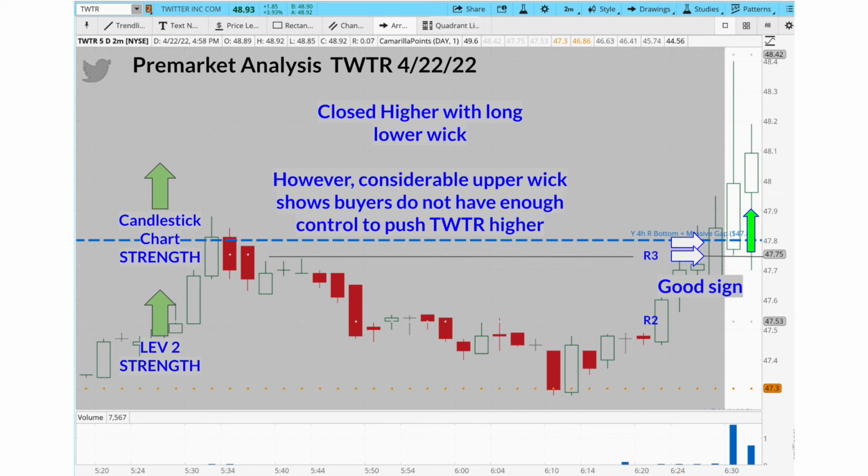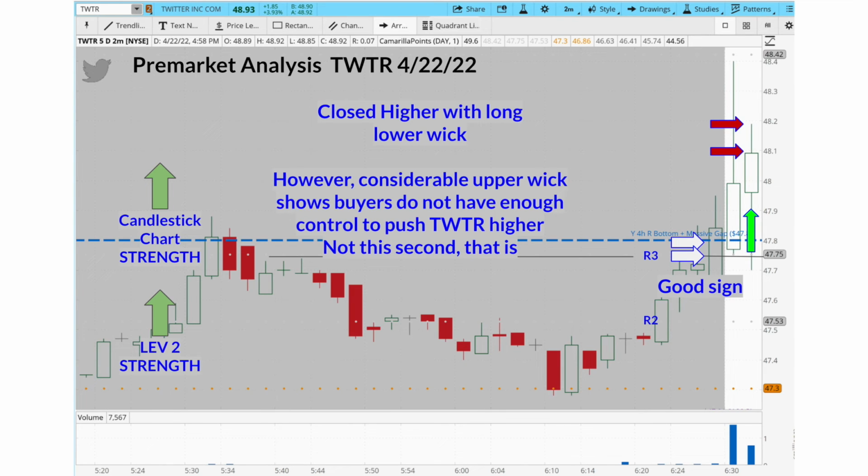Considerable upper wick shows that buyers don't have full control to push Twitter higher yet. Right? See this amount here. If that candle was solid on top with no wick, it might be a different story. But that's a pretty big chunk. It's about a quarter to 20% of the candle is wick on top.